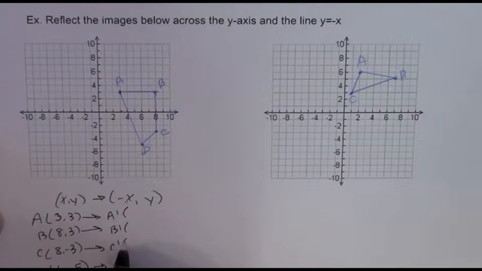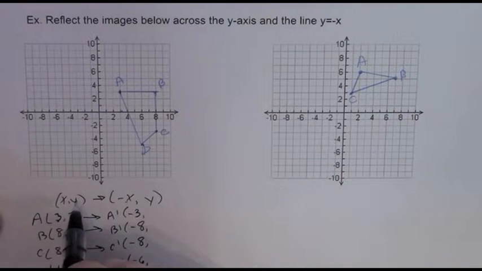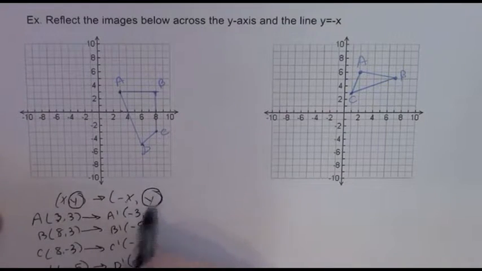Now notice, the first value, the x, goes from x to negative x. That is, it's switching signs. So 3, when you switch the sign, turns into negative 3. 8 is negative 8. 8 is negative 8 again. And 6 becomes negative 6. Commas between the points because we're ready for the y value. But look at the y value. It doesn't change. Y turns into y. So your y values are still 3, 3, negative 3, and negative 5.